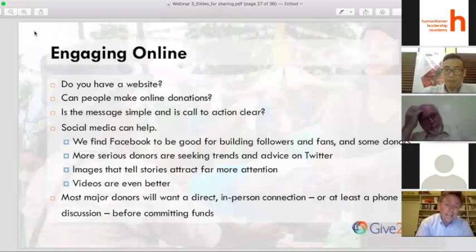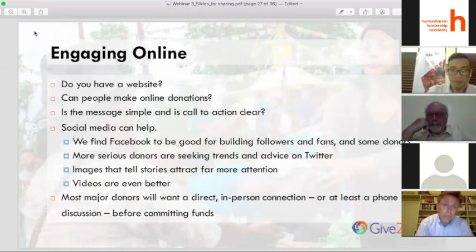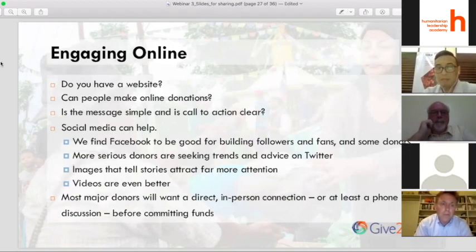But in the end, it's about getting the introduction to the donor who may give a significant amount. And so most major donors will want a direct in-person connection, or at least a phone discussion before committing funds. So be prepared that you'll need to have that relationship with donors, and make them in a way partners for you.